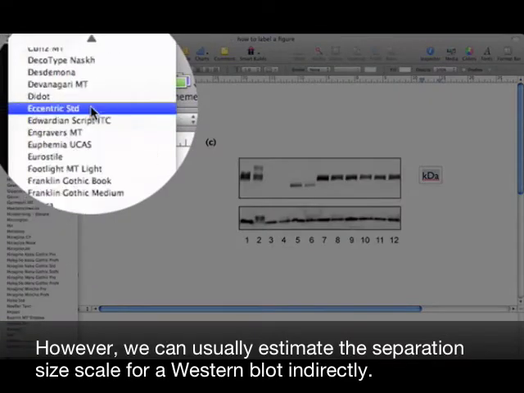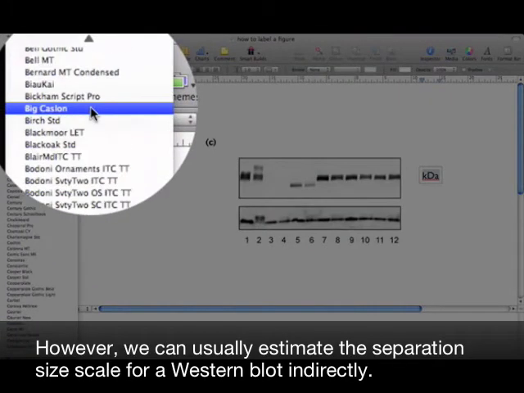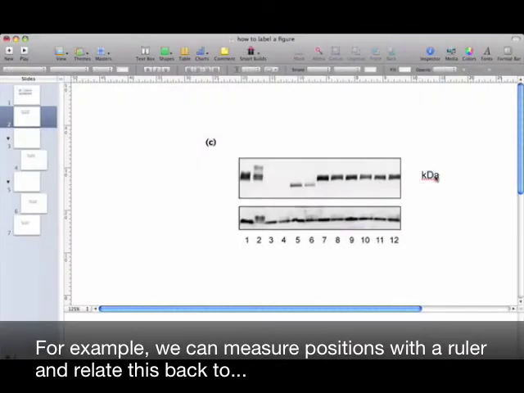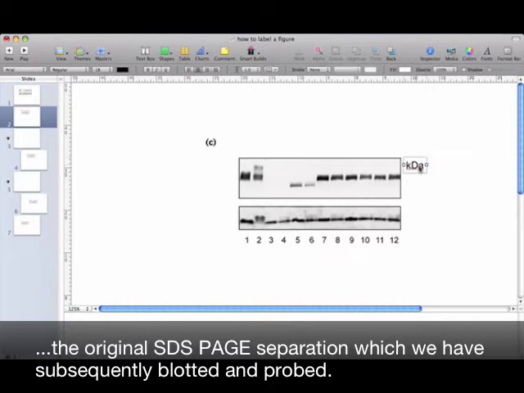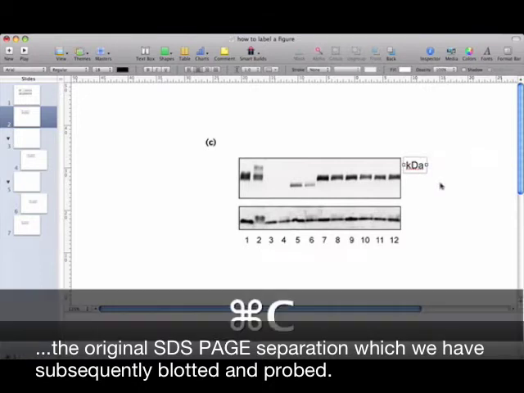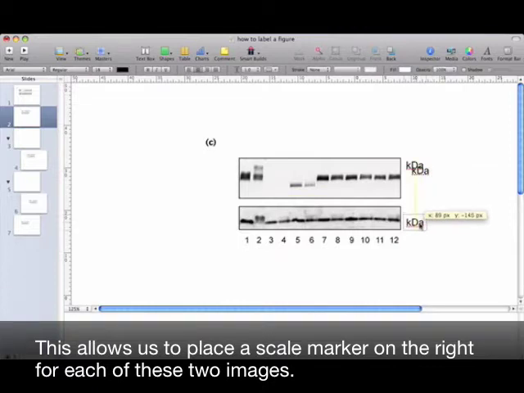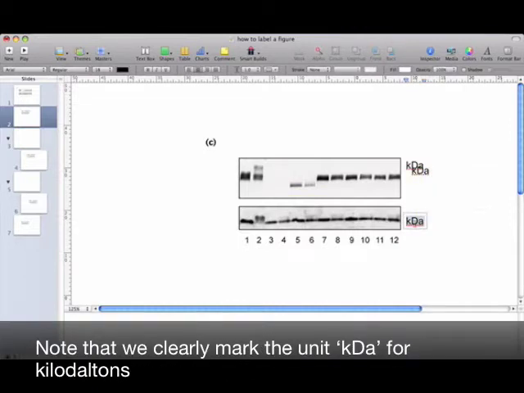However, we can usually estimate the separation size scale for a Western blot indirectly. For example, we can measure positions with a ruler and relate this back to the original SDS-PAGE separation, which we have subsequently blotted and probed. This allows us to place a scale marker on the right for each of these two images. Note also that we clearly mark the unit kDa for kilodaltons.